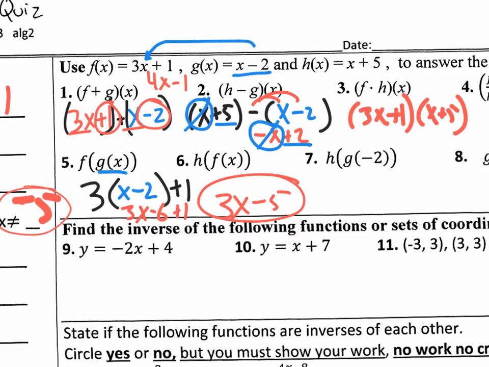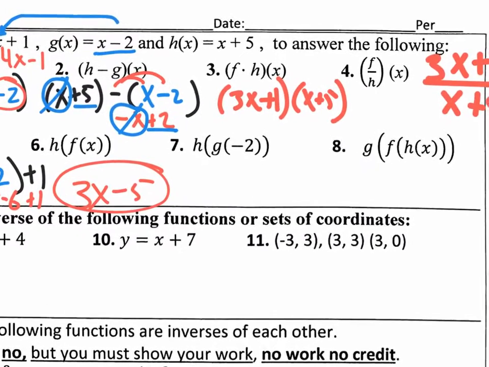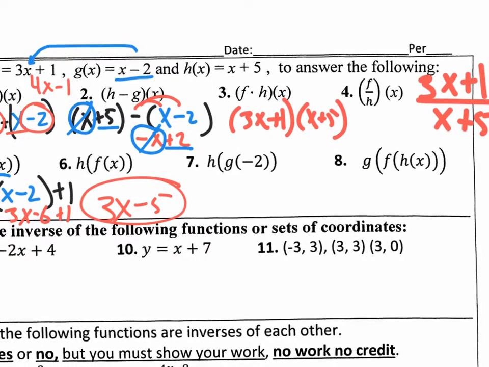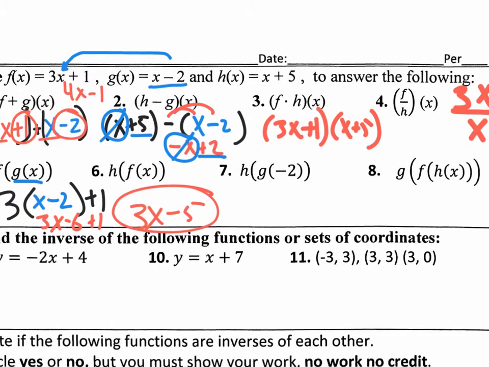How about 7 or 8? Which one do you guys, or both, 7 and 8? Okay, so 7 says h of g of negative 2. That's what it says, but you need to know how to work this. You work it from the inside out. So you take that negative 2 and plug it in where? Into the g. And then you take the answer that you get and plug it in where? Into the h. That's the correct notation right there.